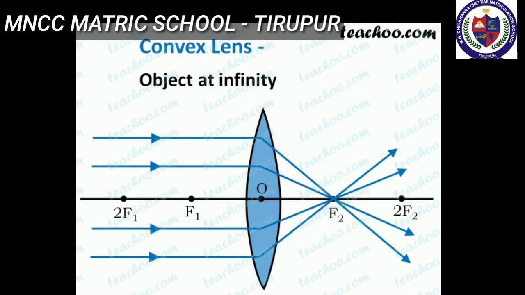Next, let us discuss the formation of images by a convex lens when the object is placed at various positions. First one, when an object is placed at infinity, a real image is formed at the principal focus. The size of the image is much smaller than that of the object.